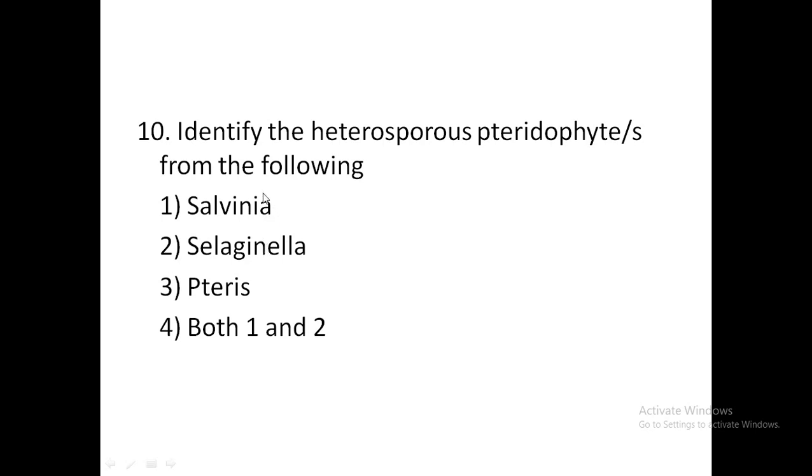So Salvinia and Selaginella produce smaller microspores and larger megaspores. Within the microspores, the male gametophyte develops. Within the megaspores, the female gametophyte is produced.